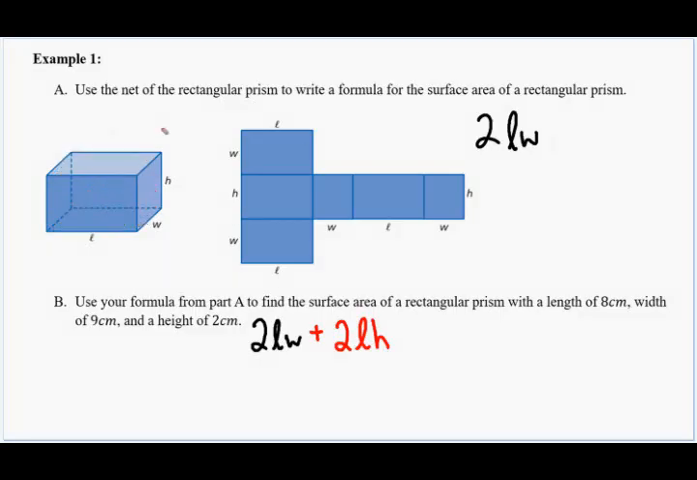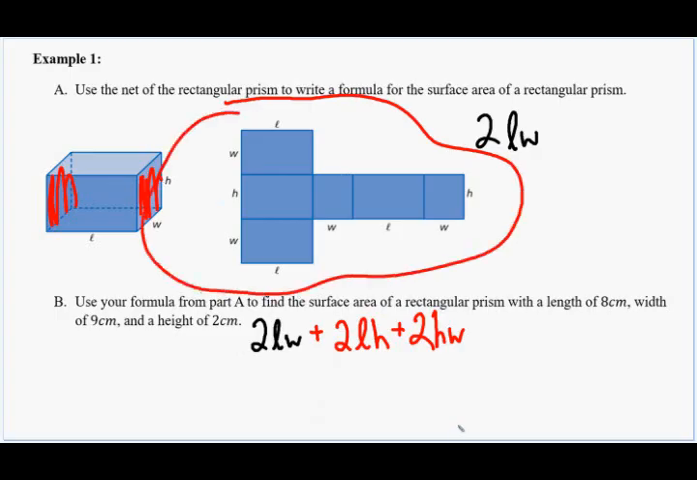And then on the left and right side of the box, we have this side. That would be height times width. Same on this side, height times width. So we also have 2 of those. So here's our formula to find the surface area of that shape, or the area of this net.